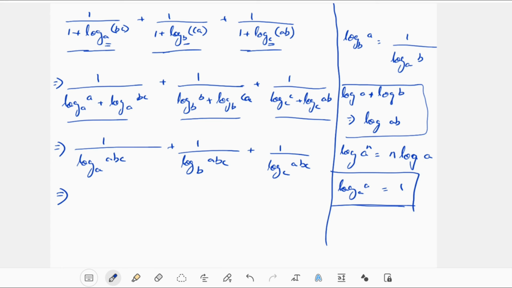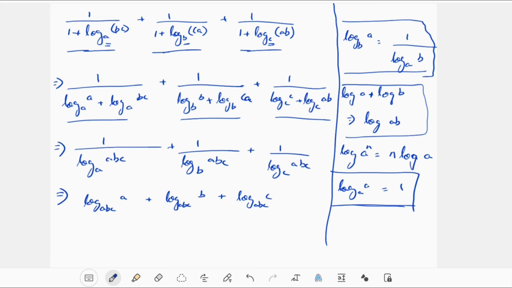Now I can invert this. When I invert this, the base and the number will interchange their positions. You can see the first property I have written on the right hand side. Applying that, if I invert these fractions, the base and the number will interchange. So it becomes log of A to the base ABC plus log of B to the base ABC plus log of C to the base ABC.